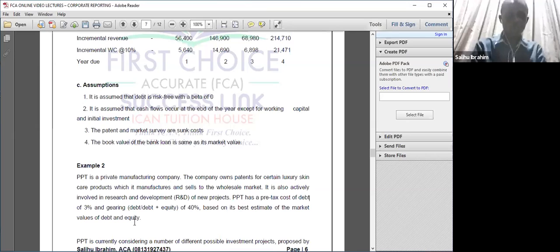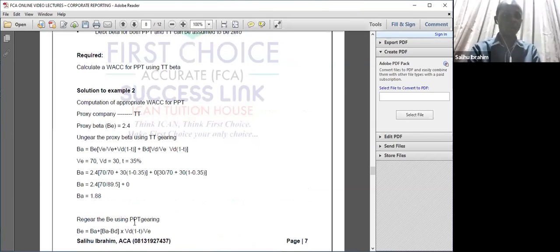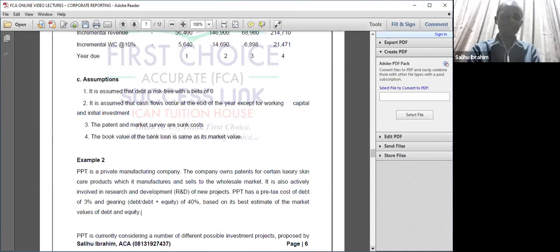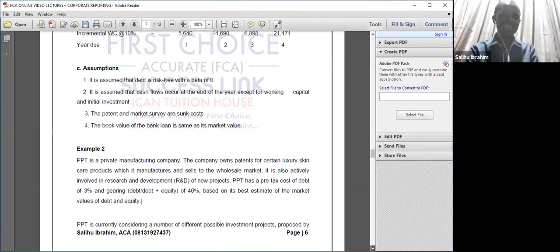PPT has a pre-tax cost of debt of 3%. So on that paragraph, put cost of debt. And gearing, debt to equity, that is debt over debt plus equity, of 40%, based on its best estimate of the market value of debt and equity. So I can see the gearing of PPT on that same paragraph. So cost of debt and gearing can be clearly seen in the first paragraph.